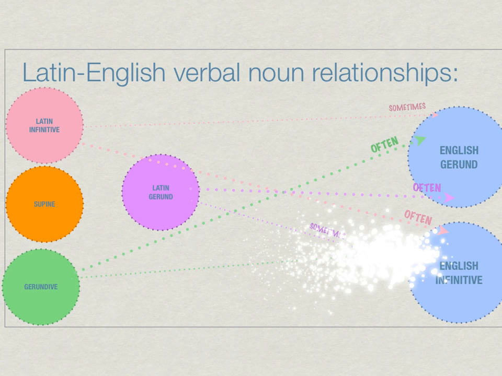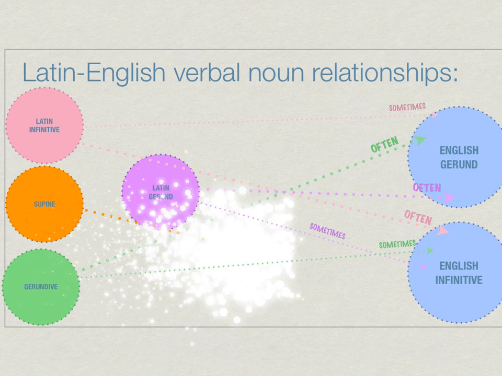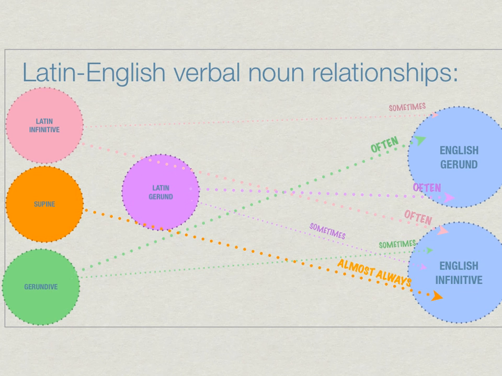But sometimes your gerundive becomes an English infinitive. It could happen. The supine, even though you've never even heard of a supine in your life, unless you were paying attention last year and actually put it to memory, the supine in Latin is almost always an English infinitive. Still clear as mud, right?